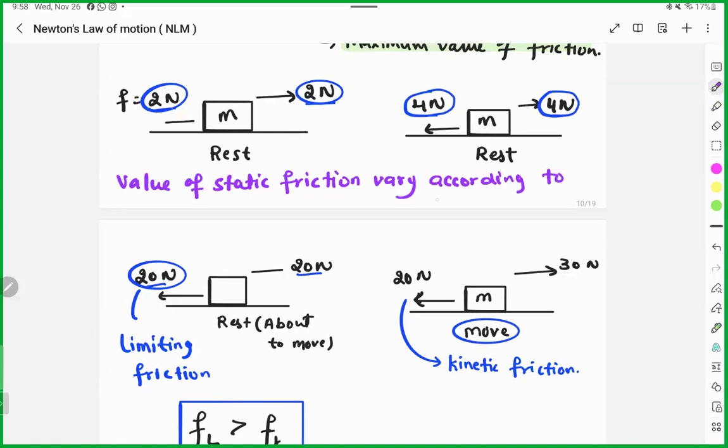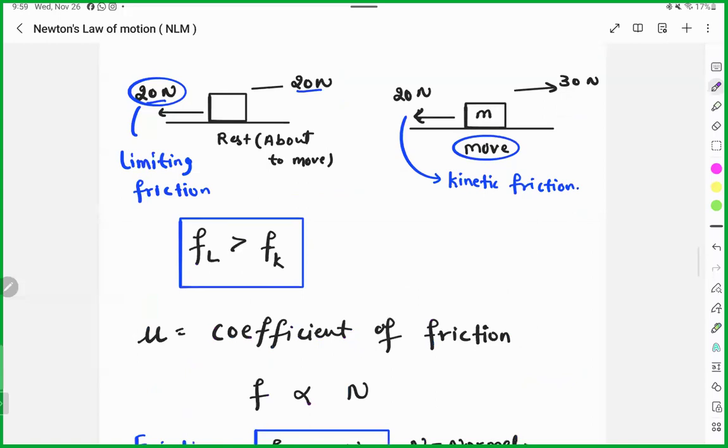If you apply more external force, then the static friction value will be more. Correct? So here I wrote L, meaning limiting friction. Its value is more than the kinetic friction, because when the body is at rest, it is the maximum value. When the body starts moving, friction is less and movement is more. Understood?